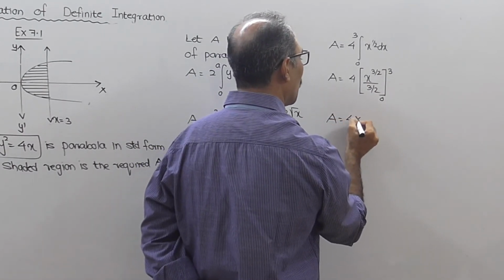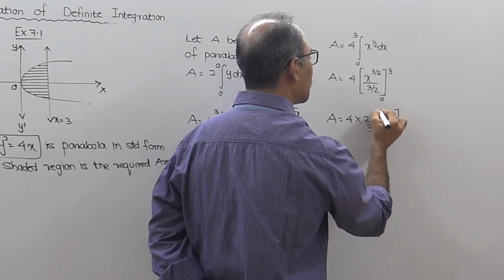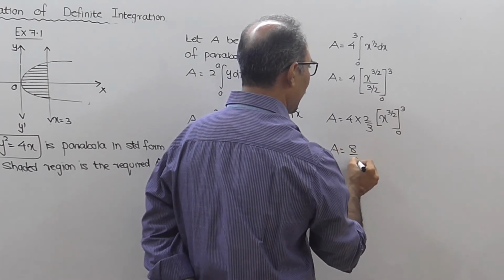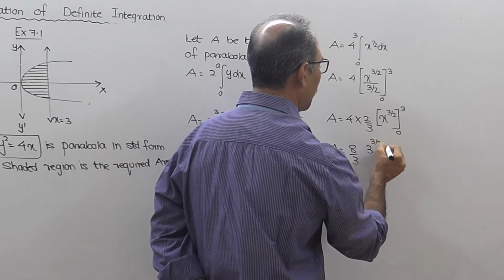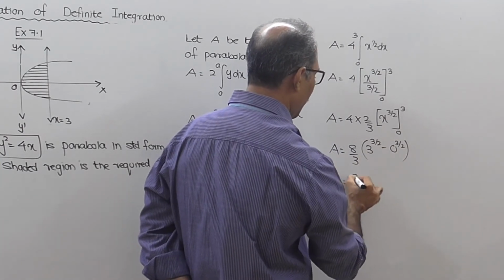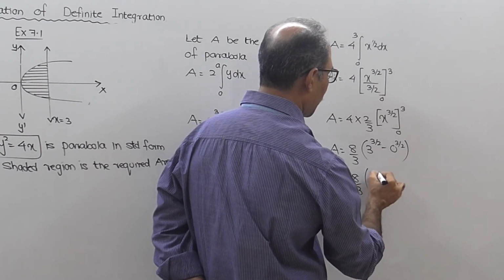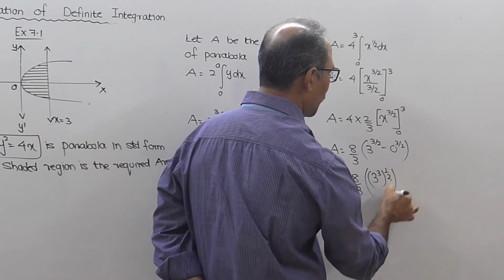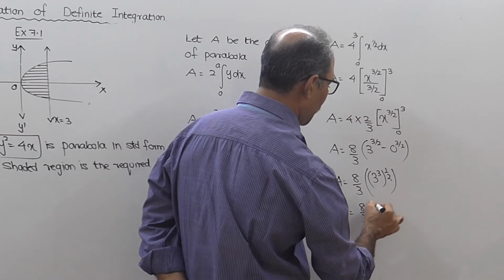So the area will be 4, 3 by 2 will become 2 by 3, x raised to 3 by 2 in the range of 0 to 3. Area will be equal to 8 upon 3. Put the value of x as 3, so you get 3 raised to 3 by 2, minus 0 raised to 3 by 2. I think we can write this as 3 cube, the whole raised to half, and 0 raised to anything will give the answer as 0. So area will be equal to 8 upon 3.